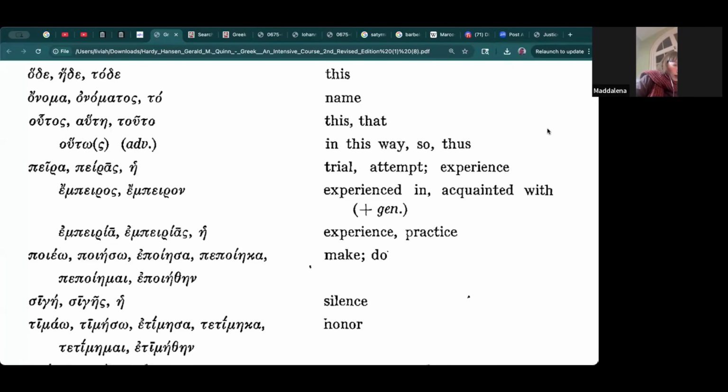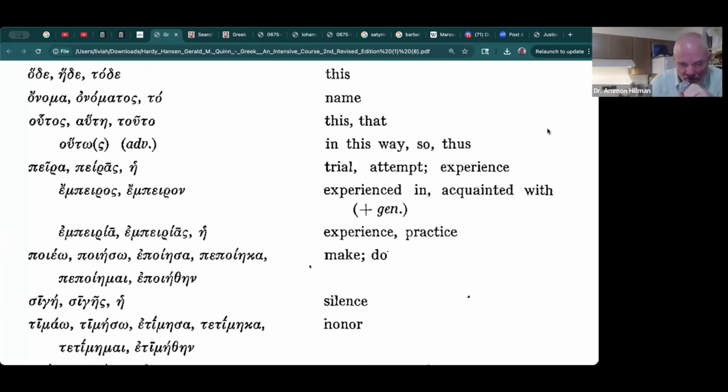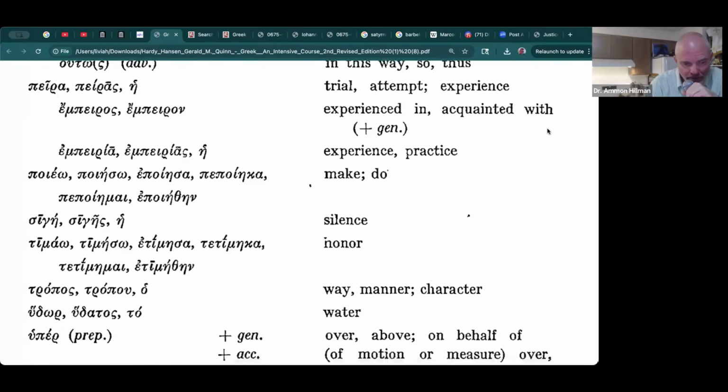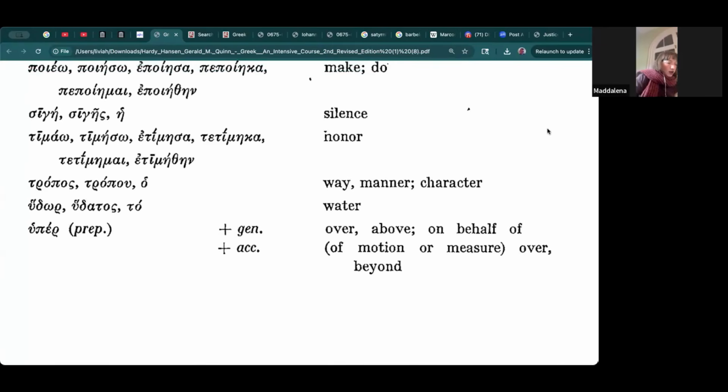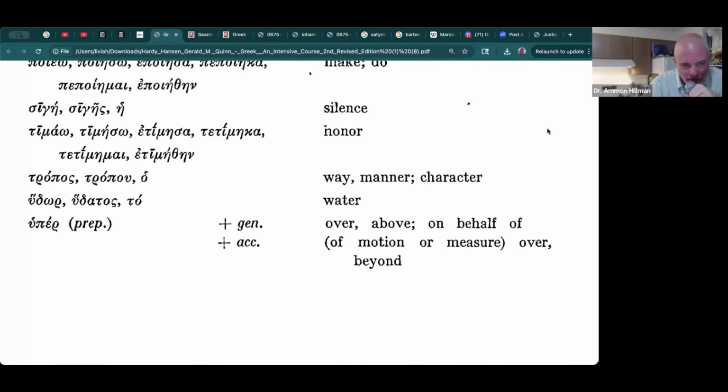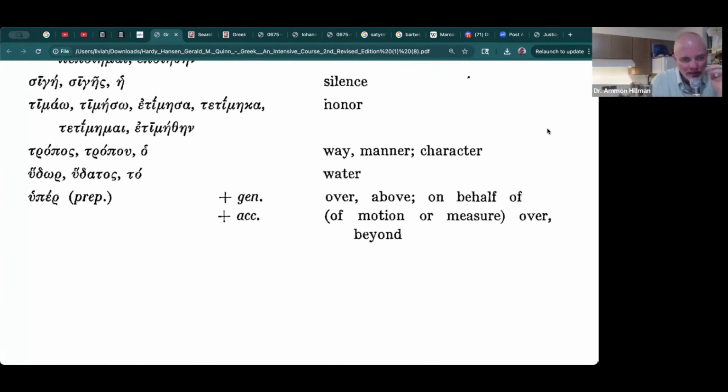Poieo, poieso, epoiesa, pepoieka, pepoiemai, epoiethen, to make or do. And that's probably one of the most common verbs in Greek. Yeah, poieo. Good. Just to do in general, to make or do. Good.